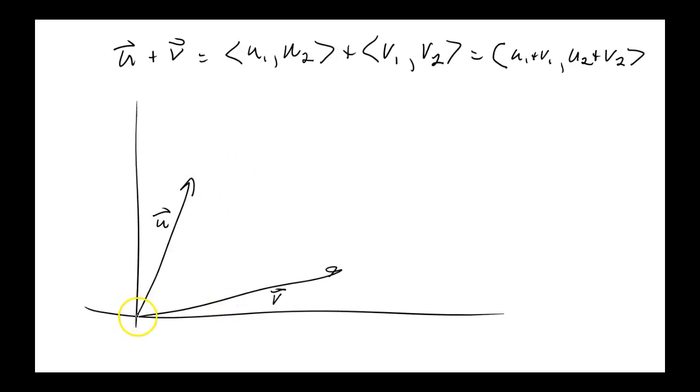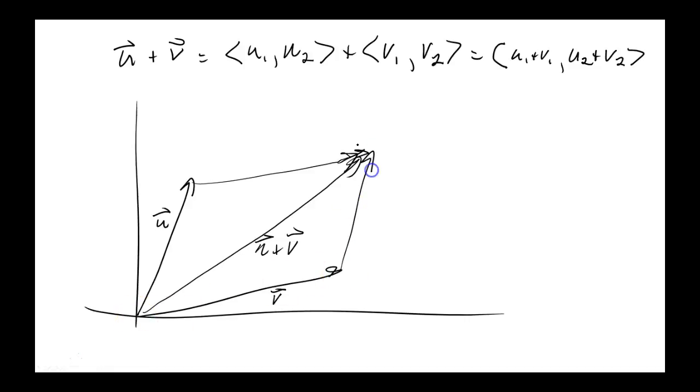Well, u plus v would be: start with u and then take v, transport it up until its tail is on the head of u, and then it goes up in exactly the same direction at exactly the same magnitude, and this would be the sum u plus v, which of course is a vector. But that also is the same as starting with v and adding u to it. Same magnitude, same direction. That's still u, this is still v, and you get the same result.